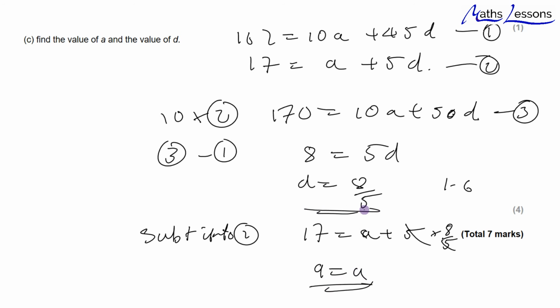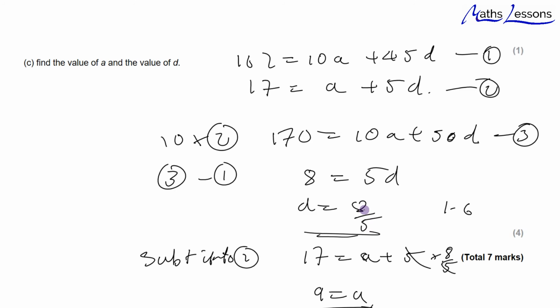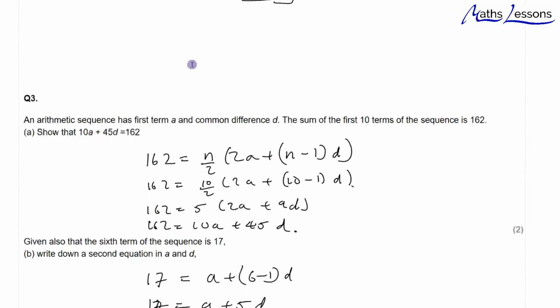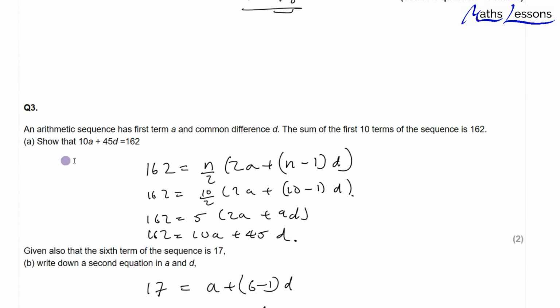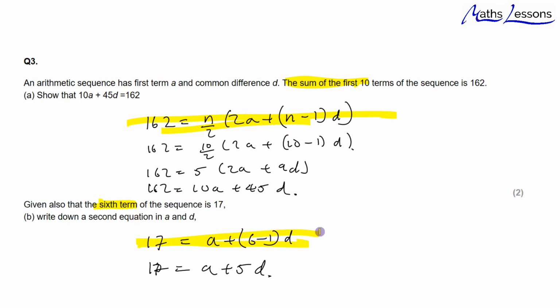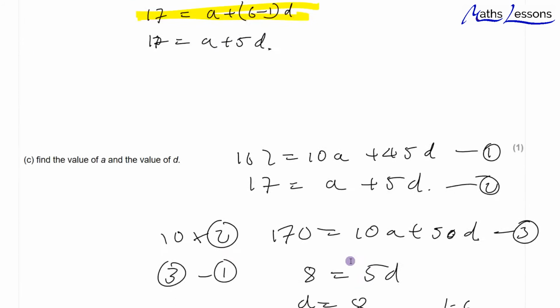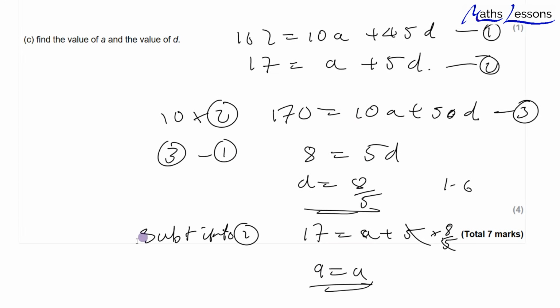So let's just recap that question again. It starts off giving you some information and you've got to find an equation to show that, and it tells you the sum here. So therefore this is the key bit. The sum of the first 10 terms tells you what formula to use. And then you're told here the 6th term. So that again tells you which formula to use. And that's how you build up this question. Then you get simultaneous equations and you find out your answer.